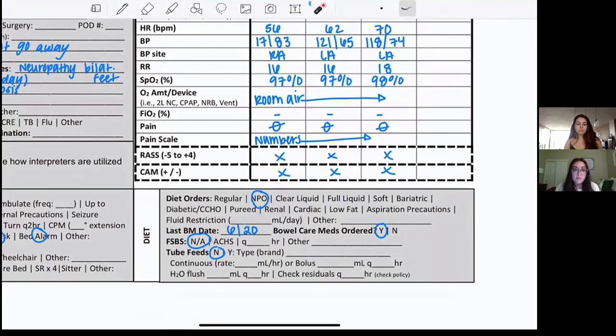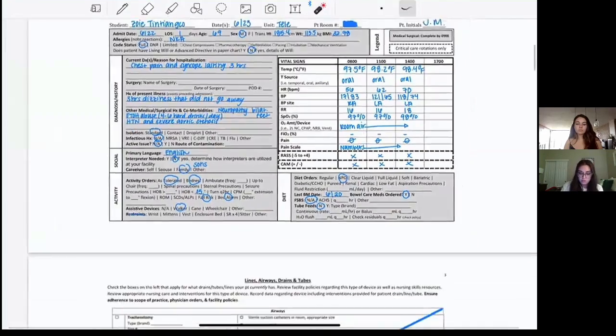We have the last bowel movement date. That's really important. Depending on what facility you're in, if they don't have a bowel movement in a certain number of days, they're going to need to go on bowel care meds. So my patient was on bowel care meds. He was not a diabetic, so there's no need for fasting blood sugars. And he was not on any sort of tube feedings.